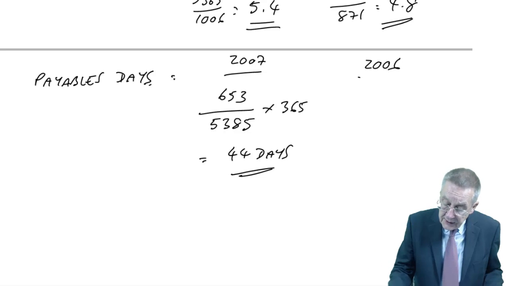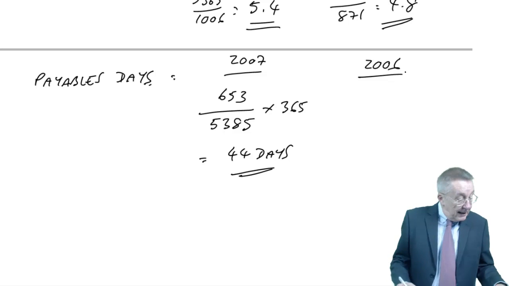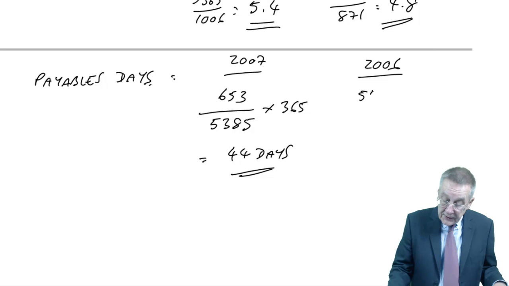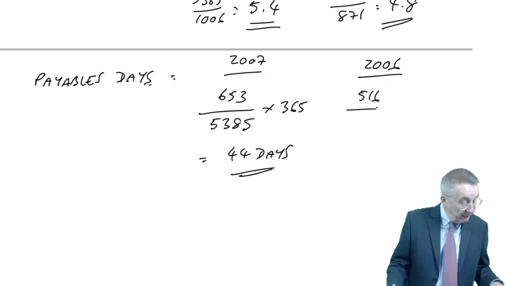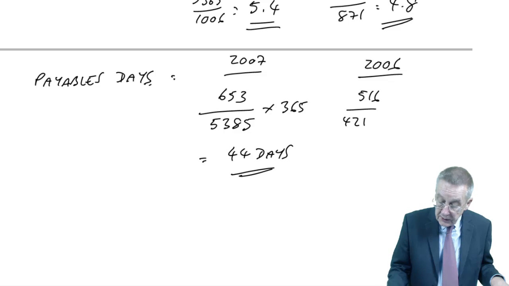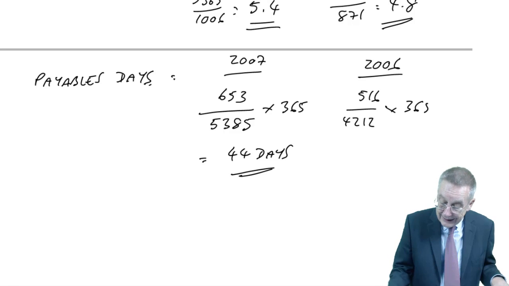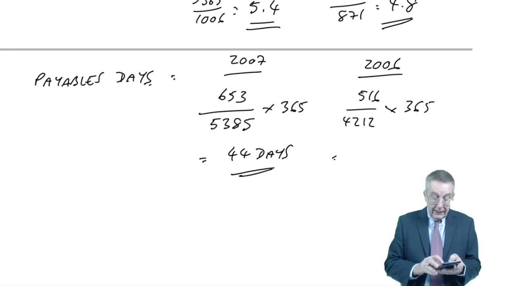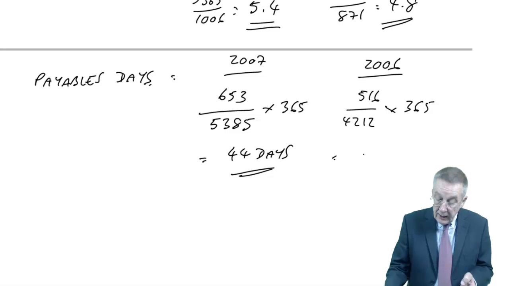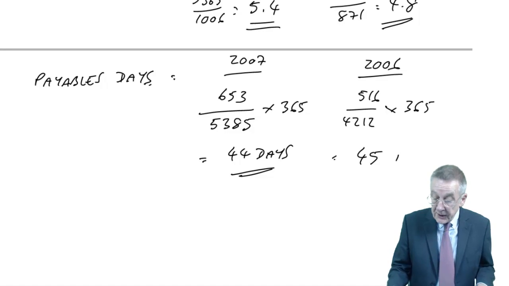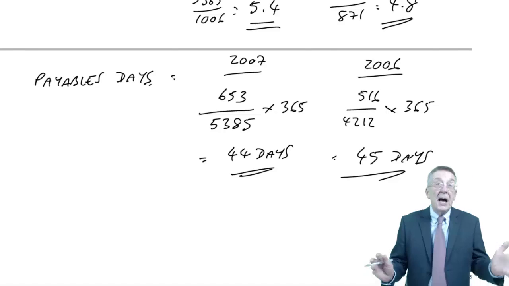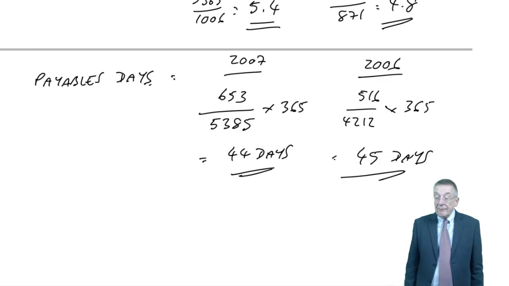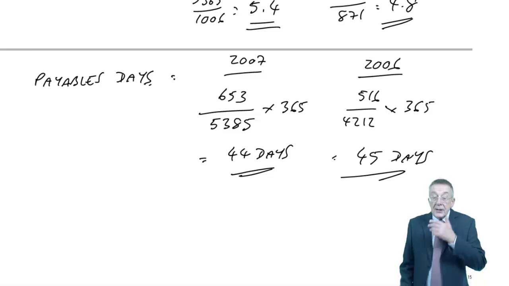What was it in 2006? Trade payables 516, cost of sales 4212 gives us 45 days. So again, it's hardly changed. It seems okay.